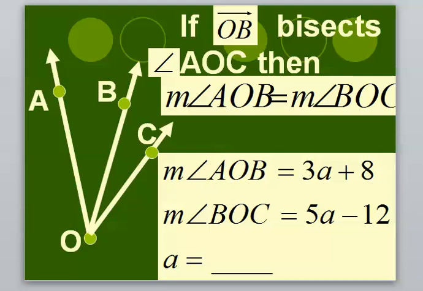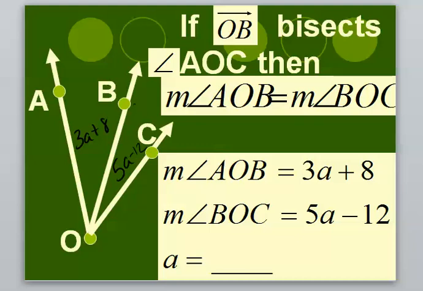The next example includes some algebra, and we're going to do our work on the next slide. We're given the same picture. Ray OB bisects angle AOC. Then the measure of angle AOB, the small angle on the left, is equal to the measure of angle BOC, the small angle on the right. This one tells us that AOB right here is 3A plus 8. And the measure of angle BOC is 5A minus 12.